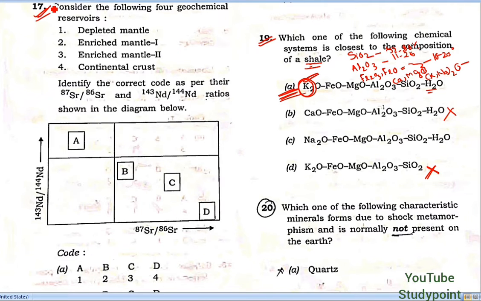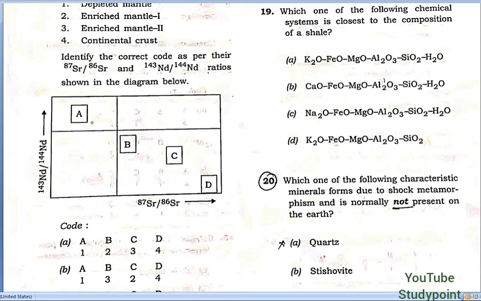To question number 17. Consider the following geochemical reservoirs. Here a figure is given and asked which code is correct. Okay. It will be a little long to understand this. So see in short that this is stable. In this direction, stable minerals are formed because this is stable and this is radioactive. The stable minerals are formed in depleted mantle, and this is stable and this is radioactive.